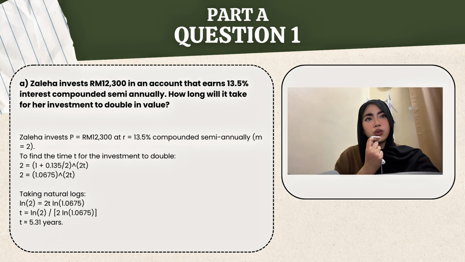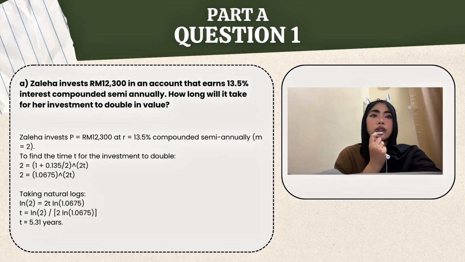I'm going to start with the first question, which is how long it takes for money to double with 13.5% interest compounded semi-annually. I'm just going to use the formula A equals P bracket 1 plus r over m bracket mt. Just use the information in the formula, use the calculator, and don't forget to cancel P. Use log because t is an exponent.